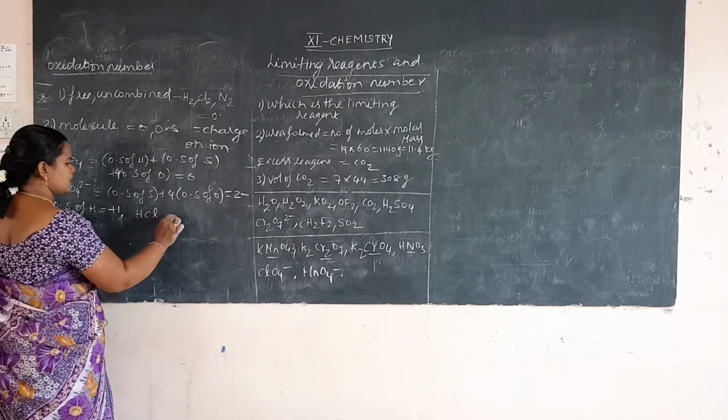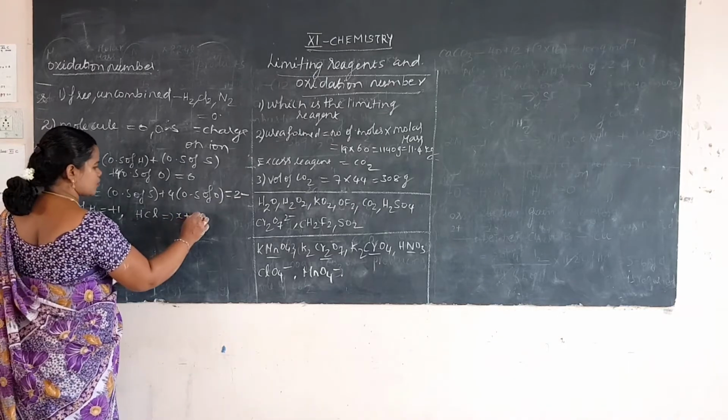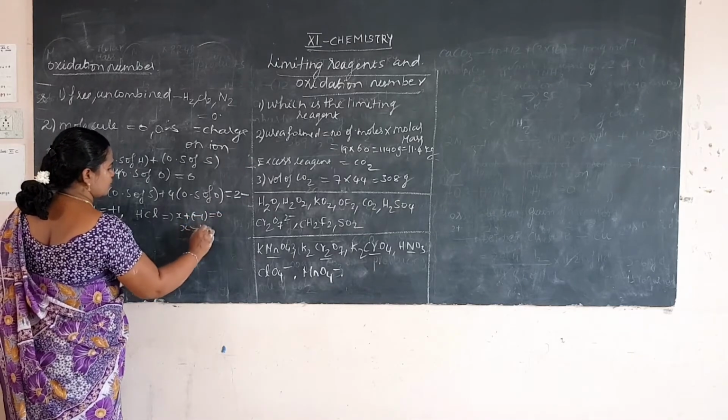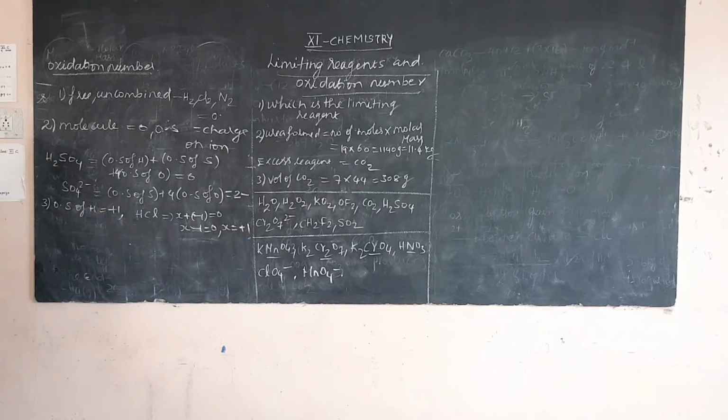Okay, then Cl, so what will we do? For X plus Cl we put -1. So X - 1 = 0, then X = +1. Okay, X = +1.